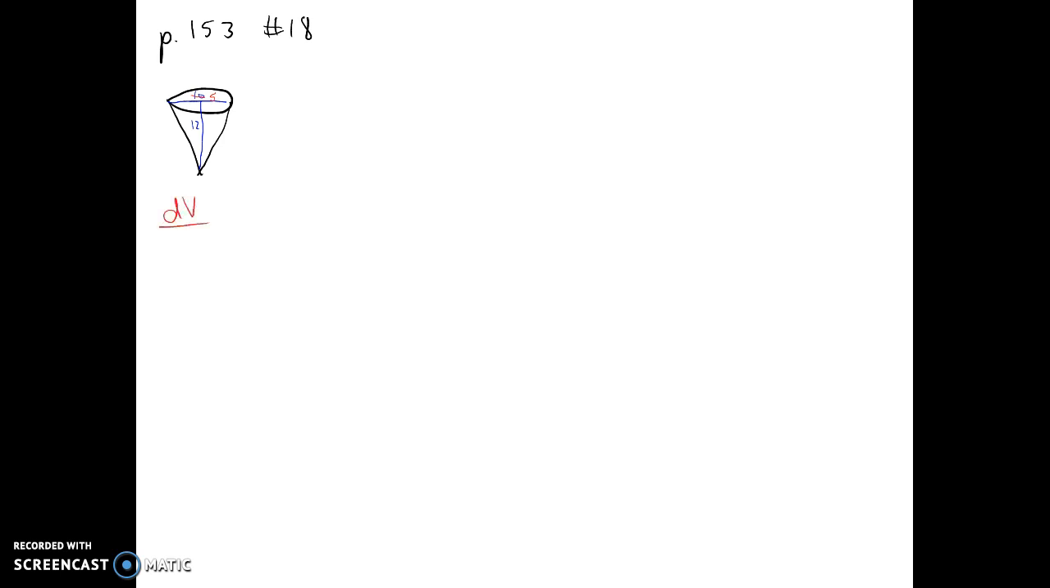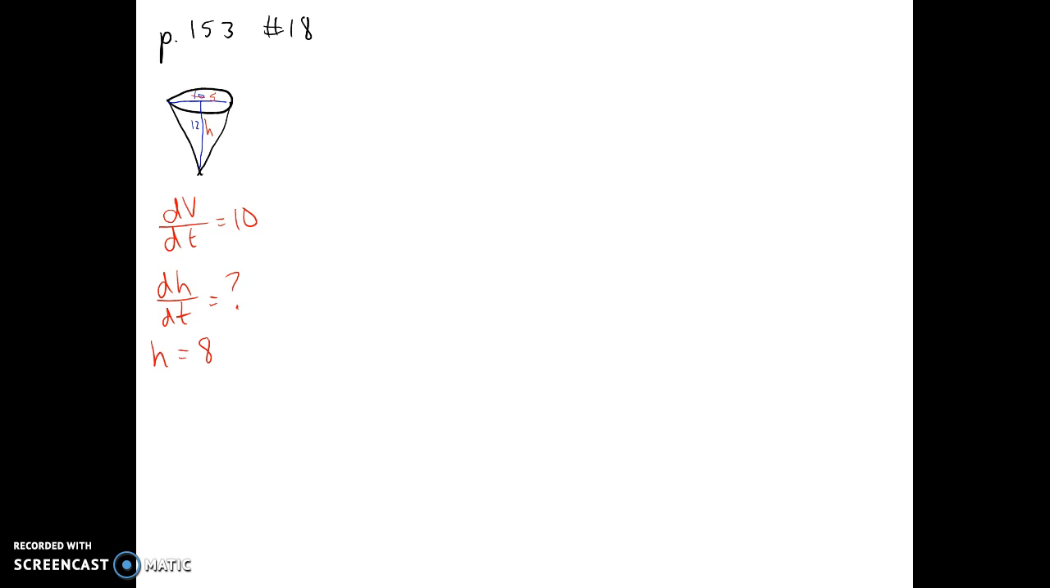That's the rate that the volume is changing. Find the rate of change of the depth of the water. I'll let the depth of the water be h. So that would be dh over dt. That's what we're looking for when the water is 8 feet deep.